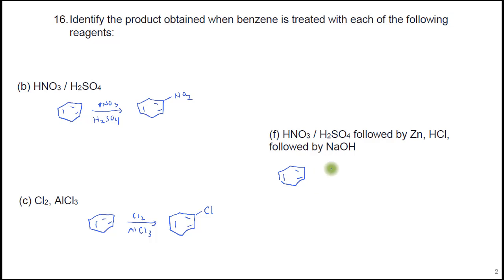Alright, so if we treat benzene with nitric acid and sulfuric acid, that again is going to give us our nitro group. If we follow that with zinc and HCl, and sometimes sodium hydroxide follows that as well, that all goes together to reduce the nitro group to an amine.